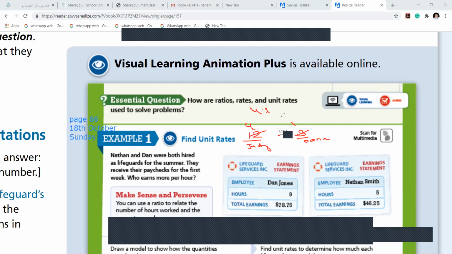Do you know about this sign, girls? It is 'is to' ratio. You know this is 'to', there are 2 dots. Tell me, girls. If not, I will explain again. Miss, I have seen it, but I have never known.